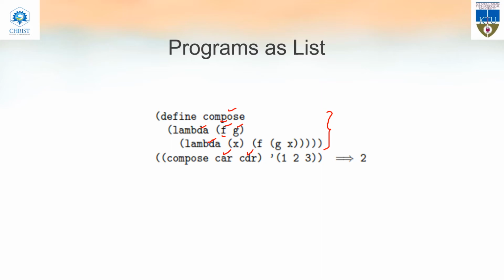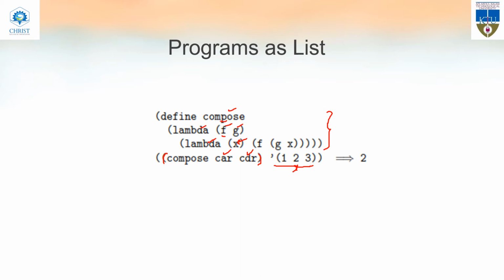So this is the first function. Inside this function there is an argument x, so I am writing single quote 1 2 3. This single quote 1 2 3 is a list, and this list is the argument, that is x. I hope it is clear. So compose is the function. Compose has two arguments, car and cdr. Inside compose there is another function, lambda x, so we need an argument. So x is the argument, and here I have written it as a list, 1 2 3.